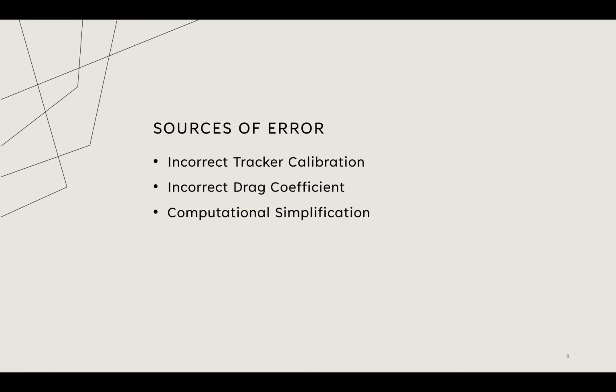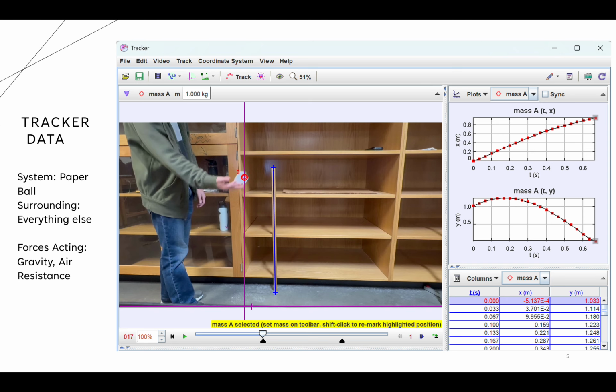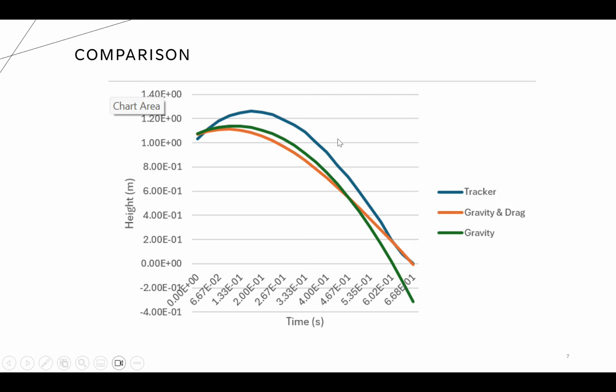Sources of error, firstly, could be incorrect tracker calibration. If I go back, you can see that a meter stick was used to calibrate the tracker software, but due to the angle of the video, it's aiming down slightly. This could be a little off, and that can also explain why in the data the tracker is higher than the other two, when in reality, due to the forces acting on it, it should be lower.